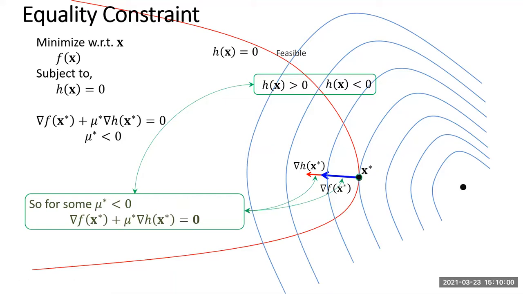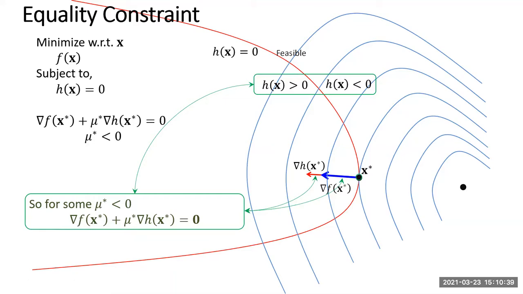Right? So mu star in this case is negative. For some mu star, this will cancel out. In this case mu star was positive, in this case it was negative. But some mu star, which can be positive or negative, exists at this point, x star, such that del f of x star plus mu star del h of x star equals 0. Are we good with this?